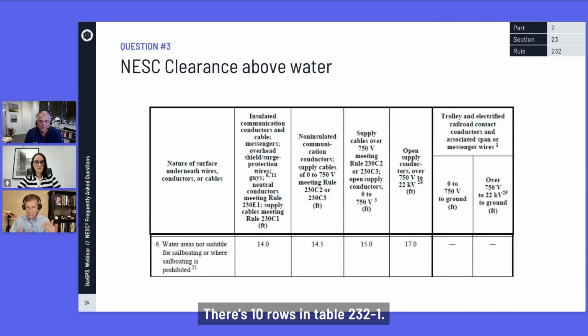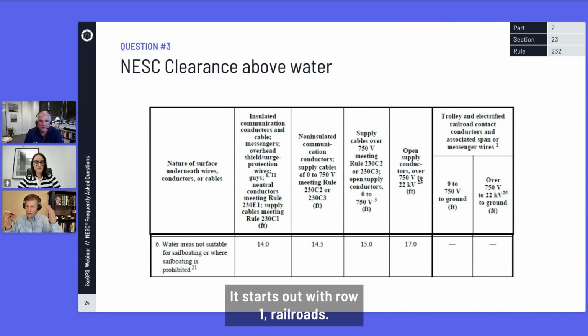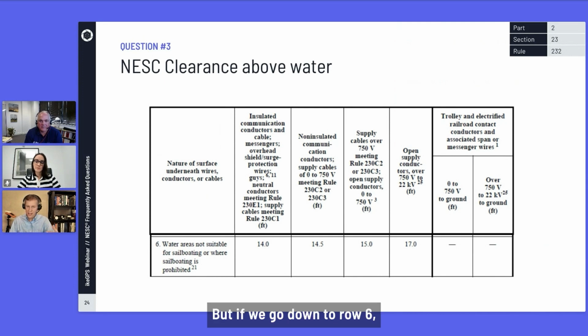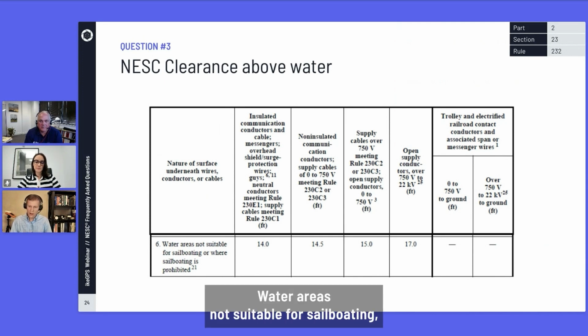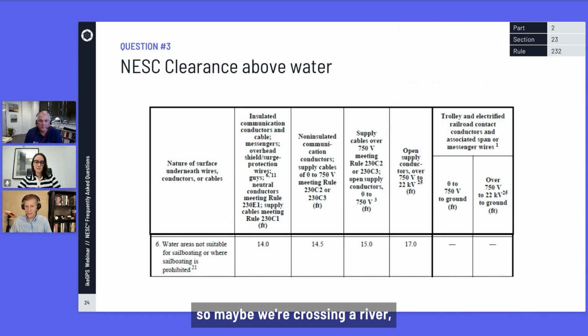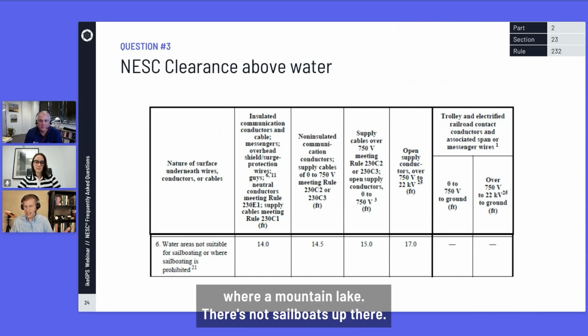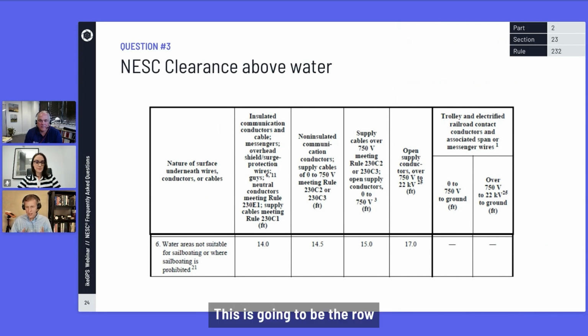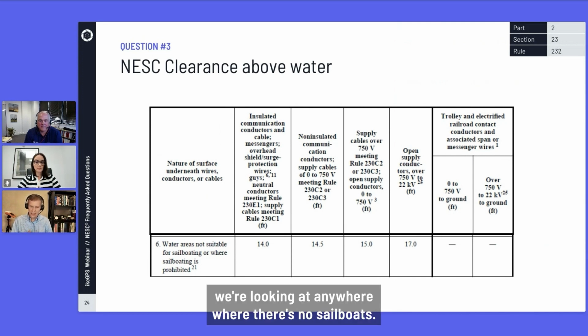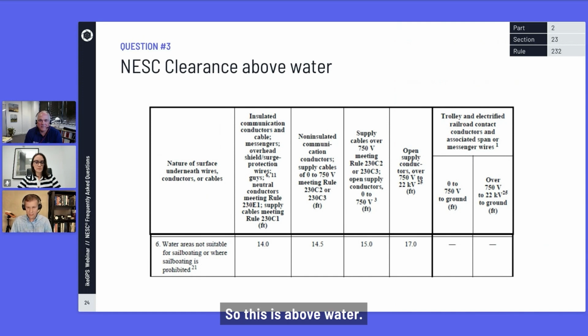There's 10 rows in Table 232.1. It starts out with row 1, railroads. 2, 3, and 4 are all areas with truck traffic. But if we go down to row 6, that's going to be the first one with water: water areas not suitable for sailboating. So maybe we're crossing a river, a little bit of an edge of a lake, a mountain lake where there are not sailboats up there. This is going to be the row we're looking at, anywhere where there's no sailboats. So this is above water.